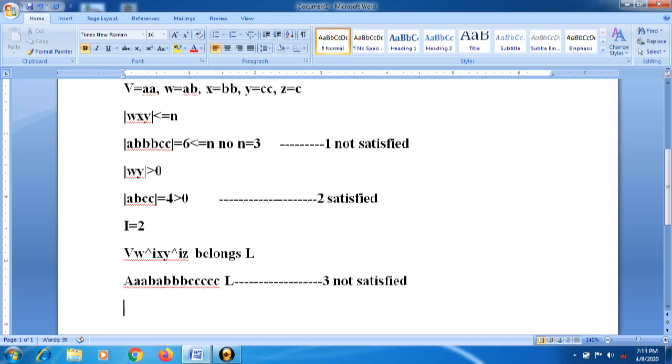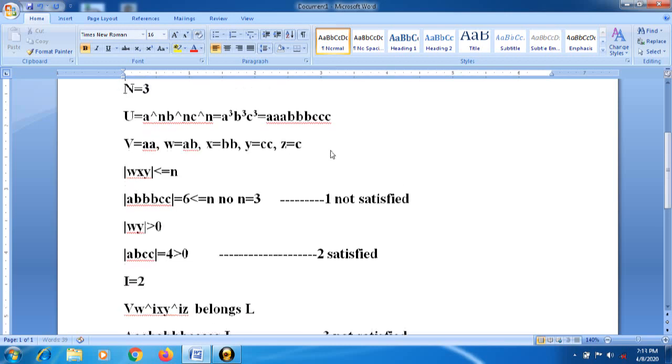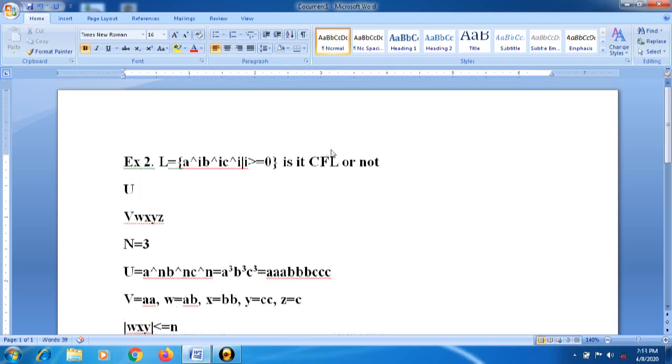And the last stage is what? We have to verify whether all four conditions are satisfied or not. If out of these 4 conditions a single condition is not satisfied, then our given language is not a context-free language. So the answer of this example is that the given language is not a context-free language.